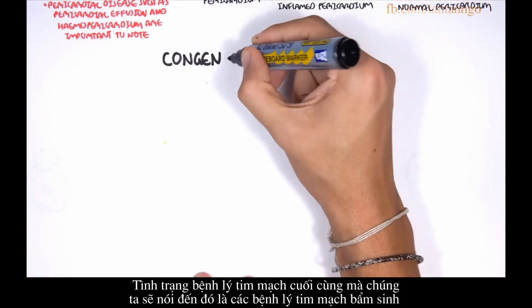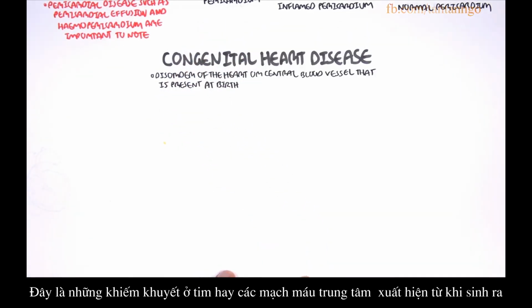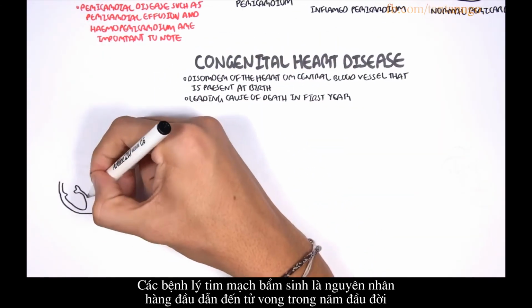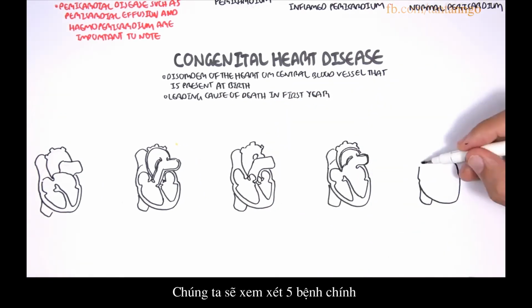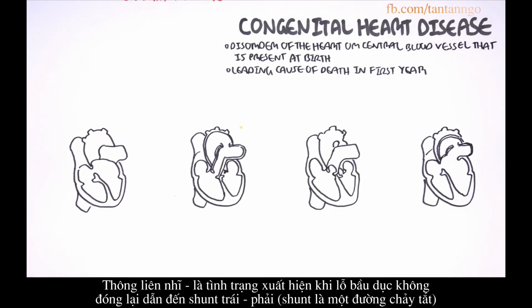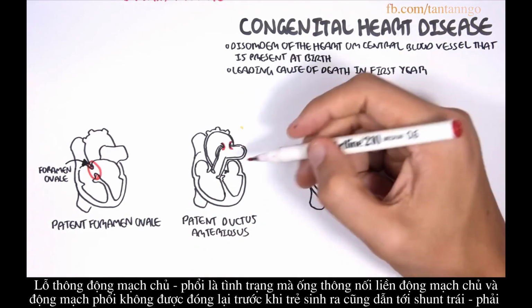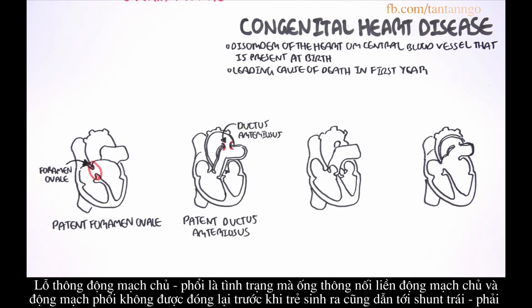The last cardiovascular disease we will look at is the congenital heart diseases, which are disorders of the heart or the central blood vessels that are present at birth. The congenital heart diseases are actually the leading cause of death in the first year of life. We will look at 5 main ones. Patent foramen ovale is where the foramen ovale does not close, resulting in a left to right shunt. Patent ductus arteriosus is where the ductus arteriosus does not close, resulting in a left to right shunt as well between the aorta and pulmonary artery.